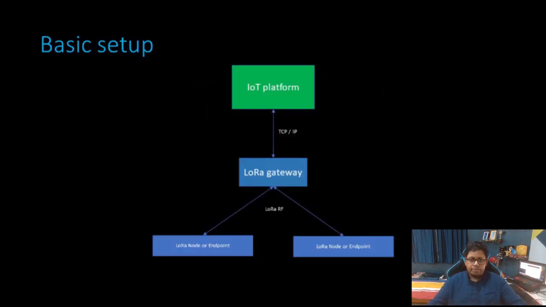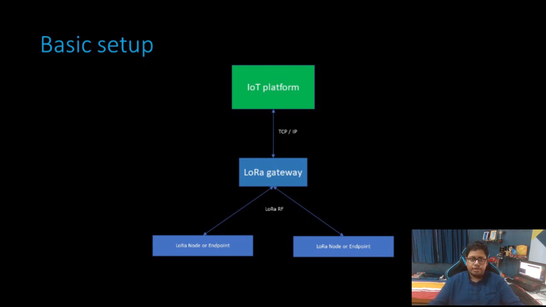And how it is deployed: you have lots of LoRa nodes, as I mentioned. In the case of an agriculture farm, you have all these sensors which are LoRa nodes, the LoRa endpoints. Now they are communicating with the LoRa gateway. And what the LoRa gateway does is decode all the signals that are being transmitted from the LoRa nodes, and simply push that signal to any platform.